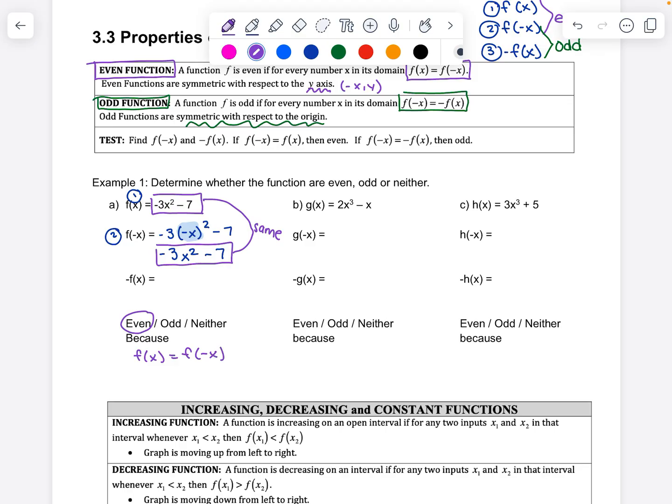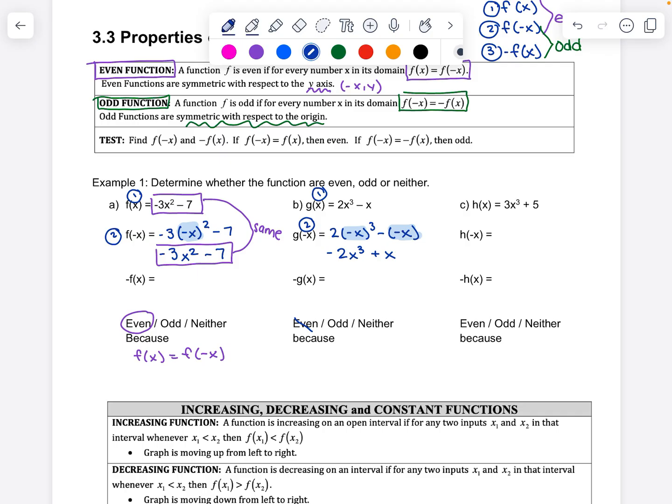Now we've got a g function. If we look at the g function, again, step 1 is to know what the function is. We've got that. Step 2 is we're going to go ahead and plug in negative x. So 2 times negative x cubed minus negative x. And you're going to simplify. Again, I'm looking for those parentheses exactly around it when you plug it in. Negative x cubed is going to be a negative because you have 3 negatives, which makes it a negative. Then we have a minus negative, which is a plus. Notice that 1 and 2 are not the same, so it's not going to be even, okay?